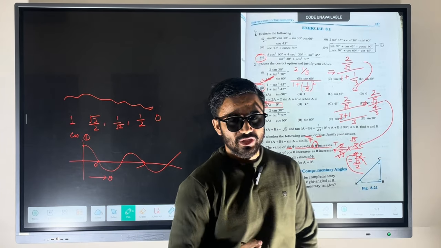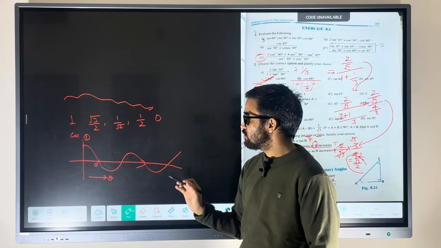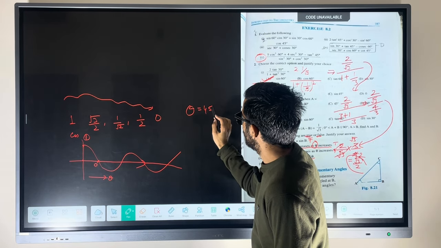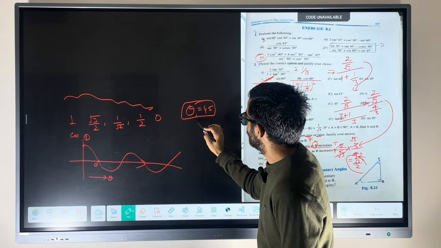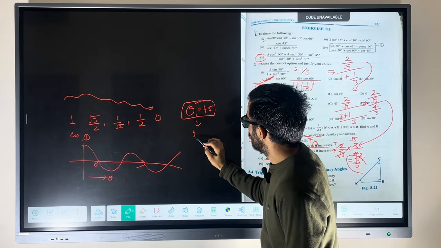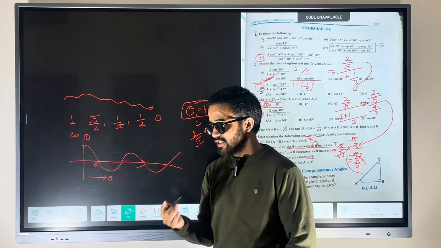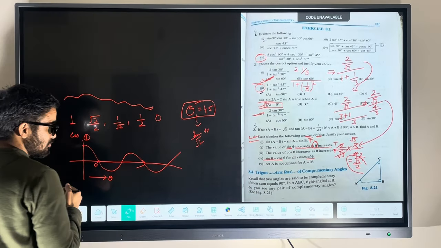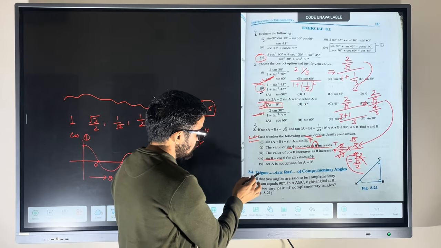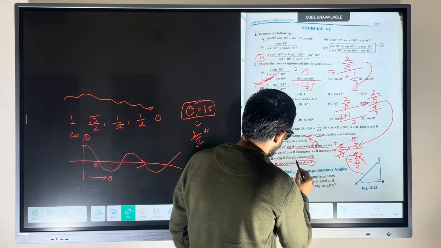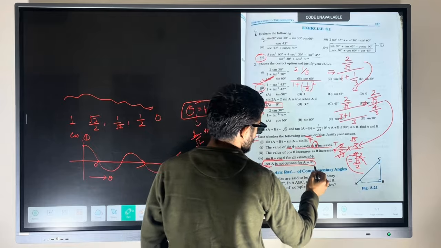Now sin theta is equal to cos theta for all values of theta. No. We know that sin theta is equal to cos theta only when theta is equal to 45, because at 45 both have value 1 by root 2, and at other angles their values are different. Okay. Cot A is not defined for A equal to 0. So this statement is true.